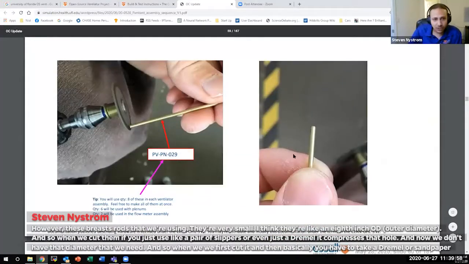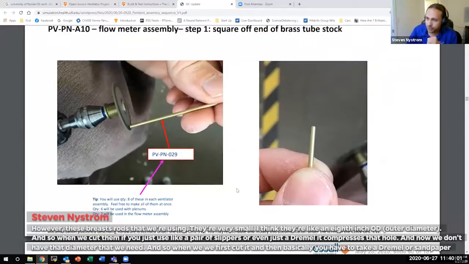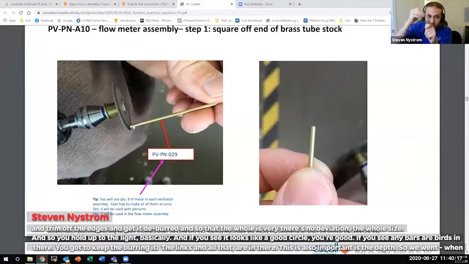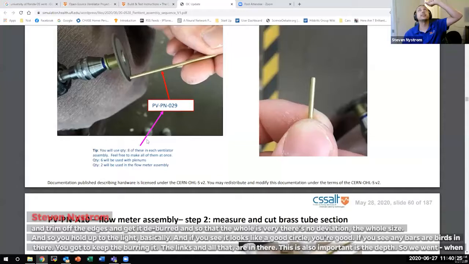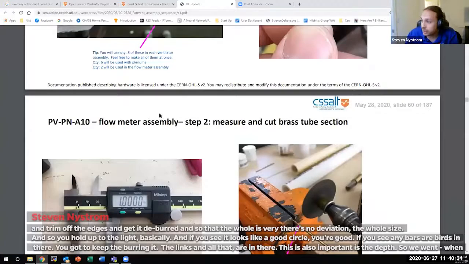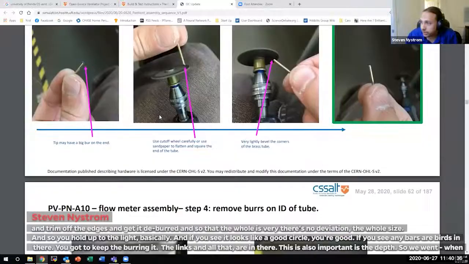However, these brass rods that we're using, they're very small. I think they're like an 1/8 inch OD, outer diameter. And so when we cut them, if you just use a pair of snippers or even just a Dremel, it compresses that hole, and now we don't have that diameter that we need. And so when we first cut it, you have to take a Dremel or a sandpaper and trim off the edges and get it deburred, so that there's no deviation in that hole size. And so you hold it up to the light, and if you see it looks like a good circle, you're good. If you see any burrs in there, you've got to keep deburring it.